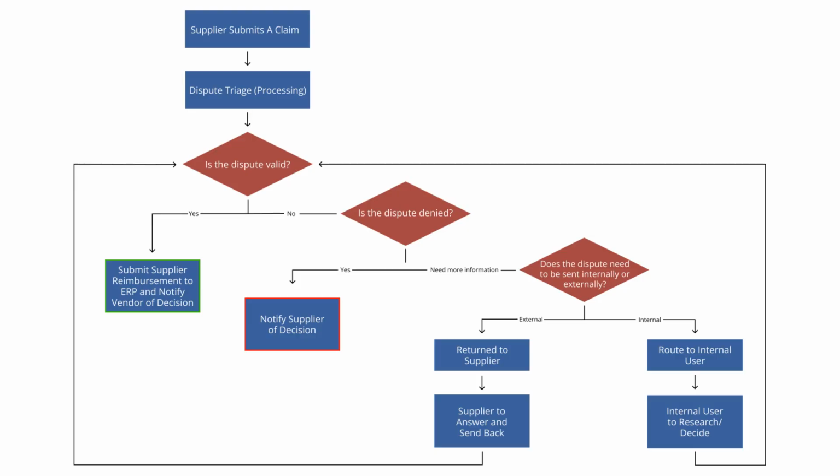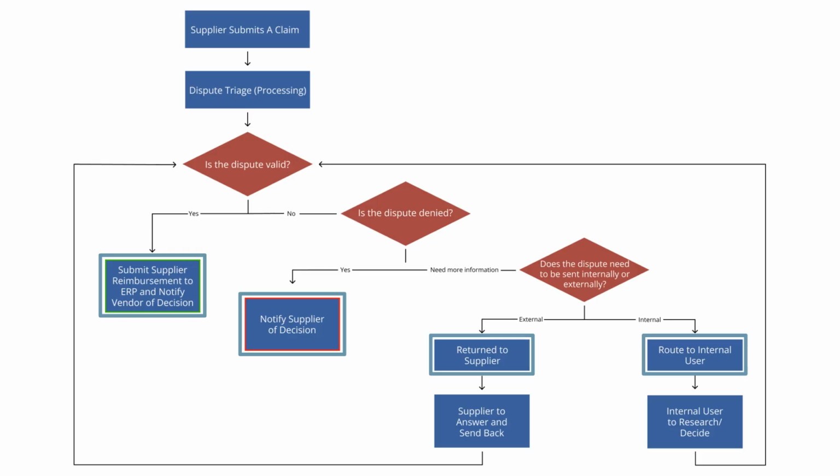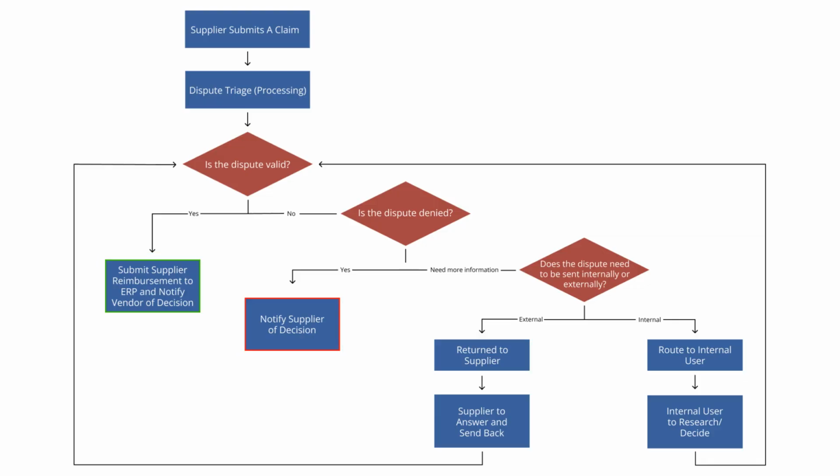Coming out of the triage step, there are 4 options. The dispute is valid, the dispute is denied, or, if you need more information, sending the dispute back to the supplier or sending it internally for additional research. Let's discuss each of these options individually. If the dispute is valid, a transaction will be sent to the ERP to repay the vendor and the dispute will be marked as complete.